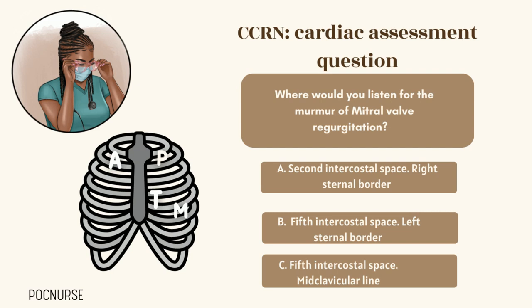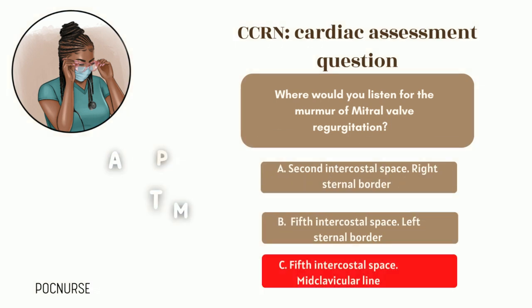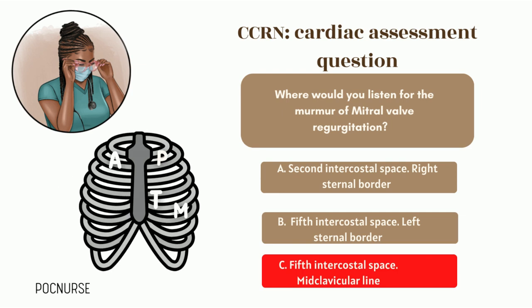So this question says, where would you listen for the murmur of mitral valve regurgitation? And the choices are second intercostal space, right sternal border, fifth intercostal space, left sternal border, or fifth intercostal space, mid clavicular line. What do you think the answer is? Let's find out. So the answer is fifth intercostal space, mid clavicular line. That is where we would listen for the murmur of a mitral valve. Using all physicians take money and going by their corresponding areas, we know that this is the right answer.